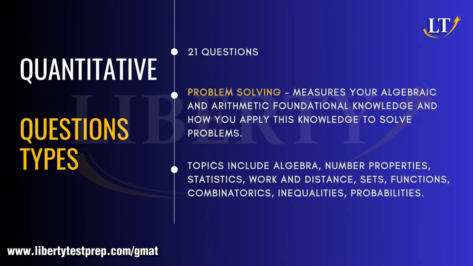Perfect, so now we're going to talk about quantitative. In the quantitative section, you get 21 questions. And there's only one question type nowadays, which is the problem solving. There used to be 2 before, now it's only 1, okay? And the problem solving measures your algebraic and arithmetic foundational knowledge and how you apply this knowledge in order to solve problems, okay? Now, needless to say, on this section, you won't be able to use a calculator.